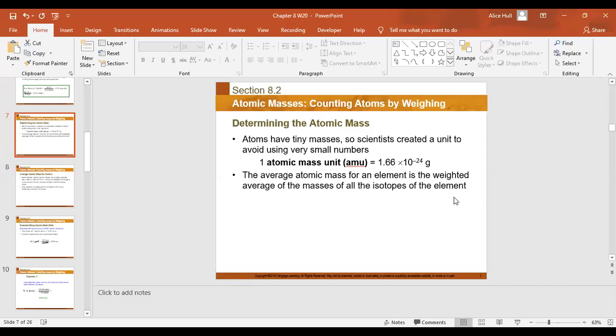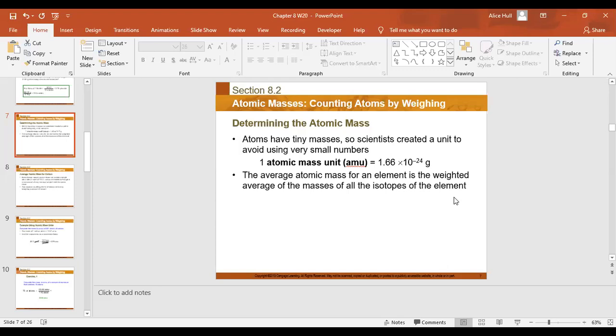Go ahead and read the ones before it, which give you some examples on calculating mass and average mass using marbles and things like that. But what I want to do is start here on slide 7 with determining atomic mass. So your first key term that you need to understand is atomic mass unit. And this is not your first exposure to AMU. We talked about this when we were talking about isotopes.